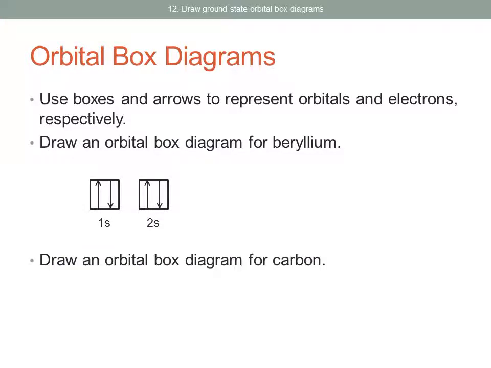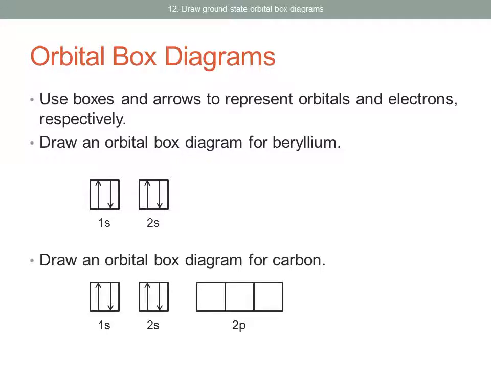Next example, draw an orbital box diagram for carbon. So if you look at the periodic table, you'll see carbon has 6 electrons. It's atomic number 6. But we'll always start with the 1s, even though it has more electrons than beryllium. And we can put 2 electrons in the 1s. So positive spin, negative spin. Then we'll go to the 2s, and we'd put positive spin, negative spin. So there's 4 electrons. After the 2s is the 2p.